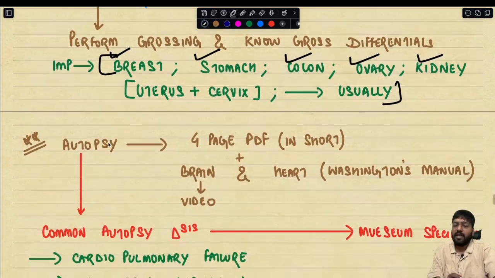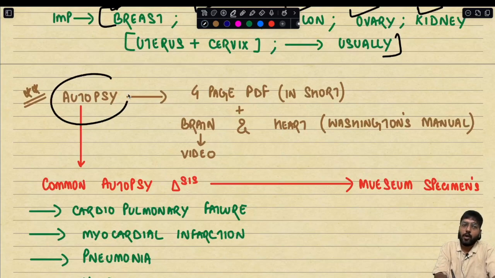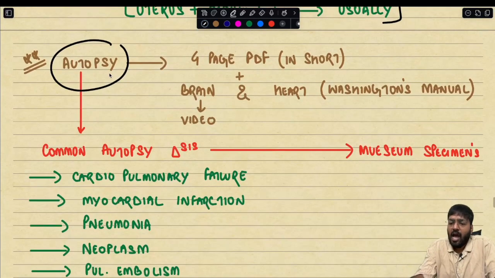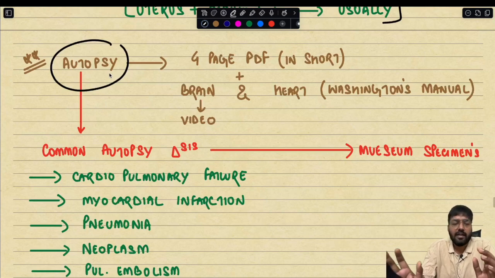Now apart from that, there is a section called autopsy. Remember, autopsy in itself is a very huge topic, and it is as big as systemic pathology. There are tons and tons of information, books and notes. As of now we have not introduced this, but later on we might introduce it.